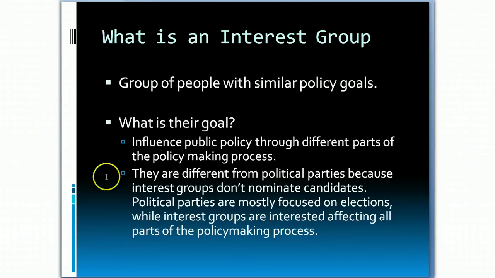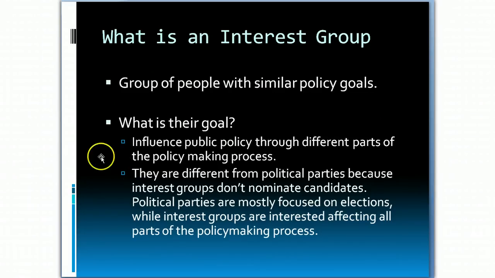And they are different from political parties because they're really not choosing our candidates. The political parties focus on the elections and choosing the candidates, but the interest groups want to affect policy in every way in the government. That may mean that they do support a candidate, but they're not actually the ones choosing the candidates for office.